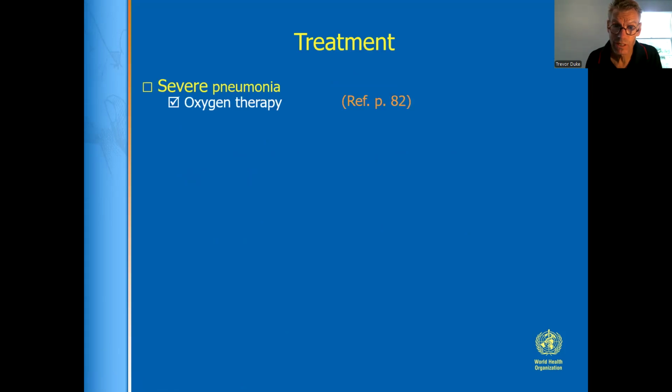Firstly, severe pneumonia. Well, we already know he needs oxygen therapy, and he was commenced on oxygen therapy in triage. You can look up the book on how to do that. He needs antibiotics, and again, you can look up the antibiotics that you should give for a child with severe pneumonia. It's penicillin and gentamicin, or in some circumstances, benzyl penicillin and gentamicin. If you think that the child might have staphylococcal pneumonia, then it's flucloxacillin or cloxacillin and gentamicin.